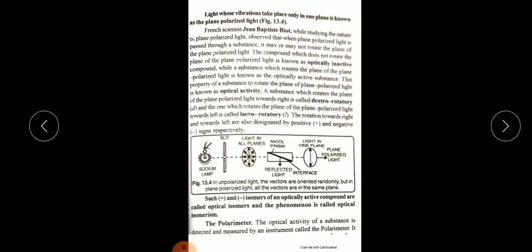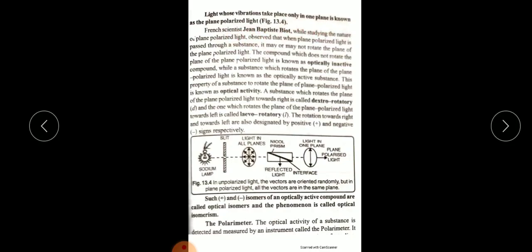Now, if that light is passed through a nickel prism, then the light that comes out will have only one plane in which it vibrates, that we call plane polarized light. So plane polarized light means light whose vibration takes place only in one plane.